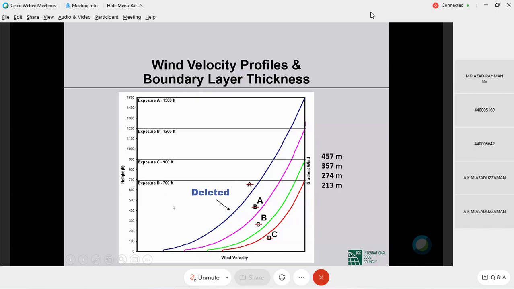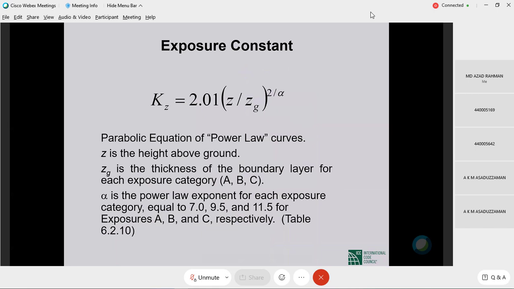So for exposure C, I forgot to change this. So for exposure C, the thickness of the boundary layer is 700 feet, which is 213 meters. For exposure B, it is 900 feet, which is 274 meters. And for exposure A, it is 1200 feet, which is 357 meters. Okay. So you see the combined effect of height and exposure. It tells you how quickly wind velocity increases with height above ground level.